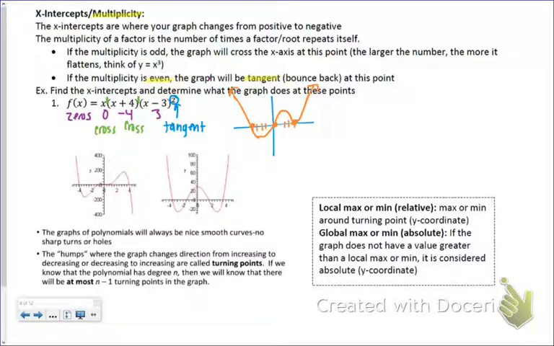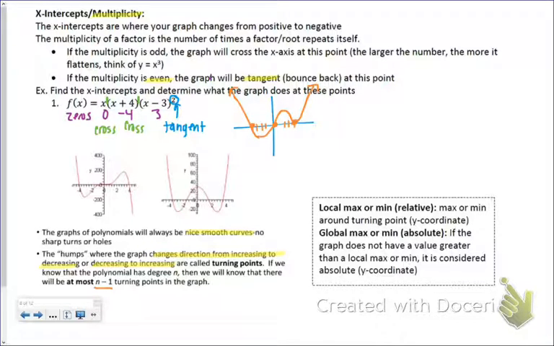All right, now down below, that's just some examples of what polynomial functions look like. Again, it says it will be nice, smooth curves. Okay, there's no sharp turns or holes in a polynomial. Where the graph changes direction from increasing to decreasing, or from decreasing to increasing, those are your turning points. All right. Specifically, we can classify them as one of two things. The most number of turning points it could possibly have is n minus 1.